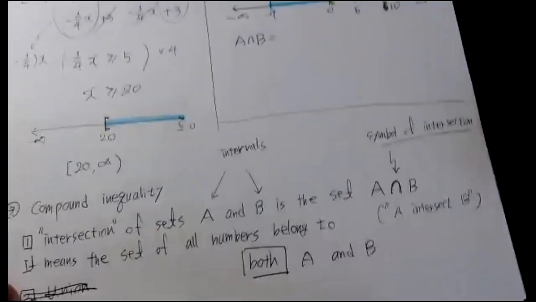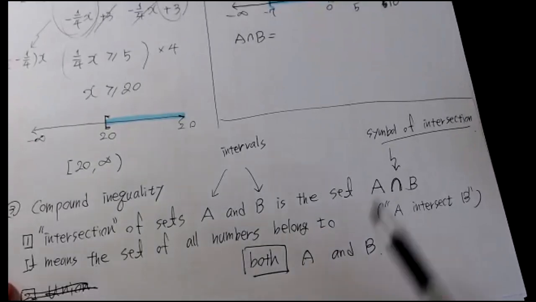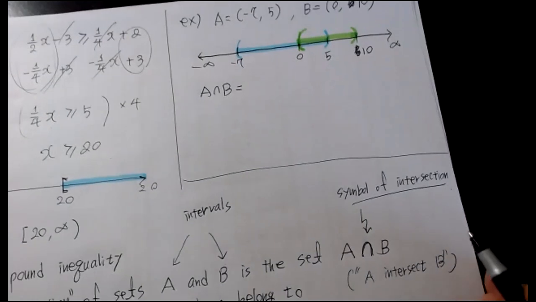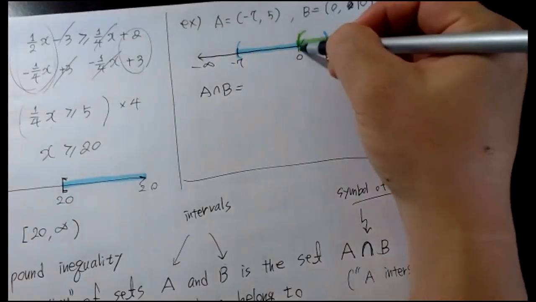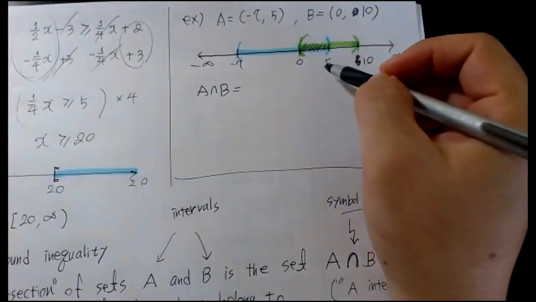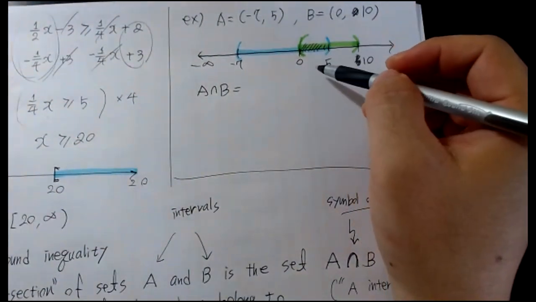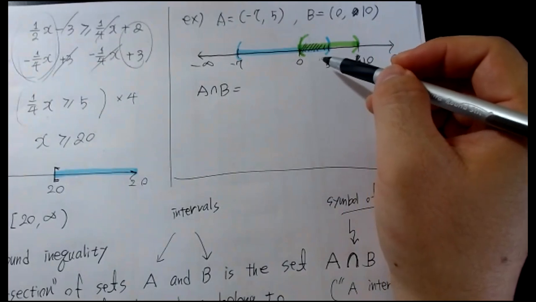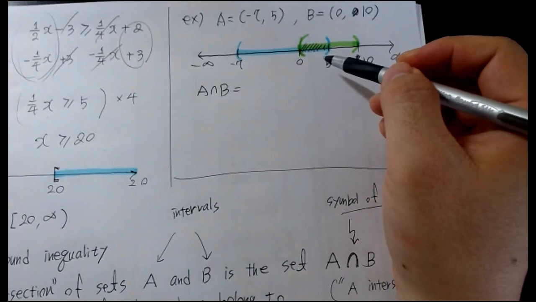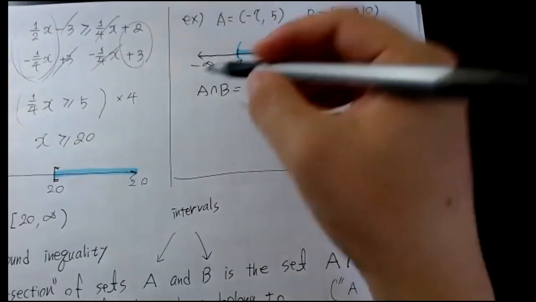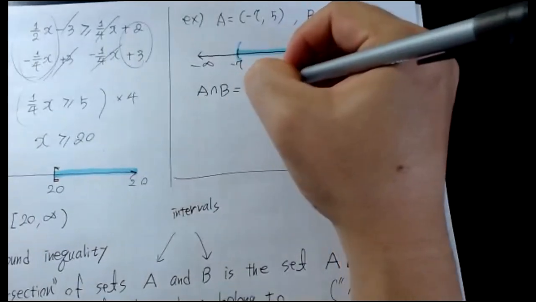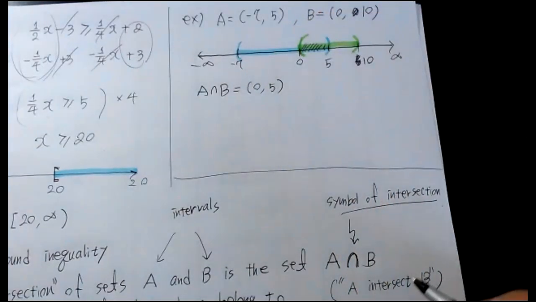That means what? The set of all numbers belonging to both A and B. So what numbers belong to both A and B? Here, right? So it's the overlapping part. The overlapping part of A and B must be the intersection of A and B, right? So A intersect B is going to be what? 0 to 5, open interval.